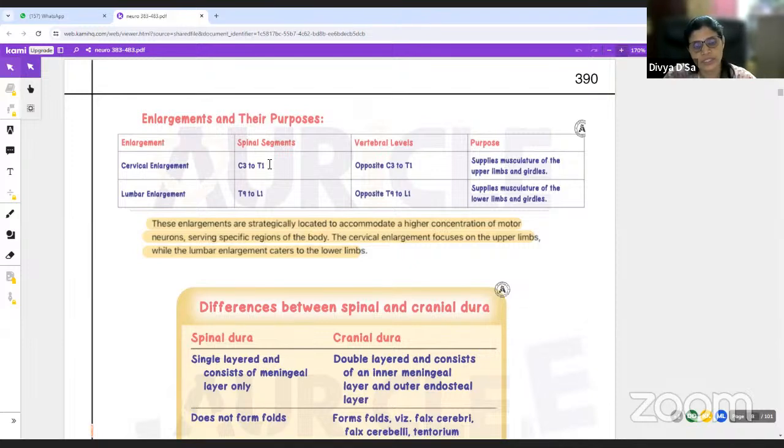These enlargements are strategically located to accommodate a higher concentration of motor neurons. Basically they supply the limb muscles, and in the limbs we have more bulk of muscle. Supplying the muscles means there should be motor neurons. So the cervical enlargement is for the upper limb, whereas the lumbar enlargement is for the lower limb.